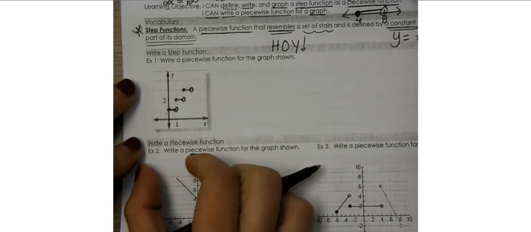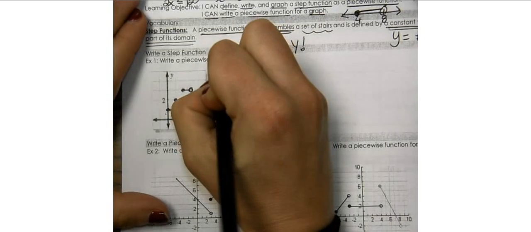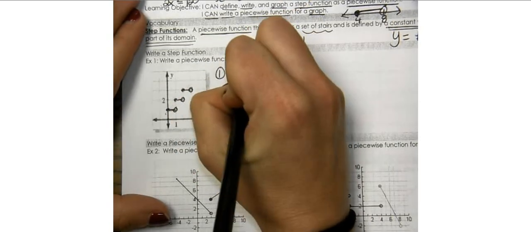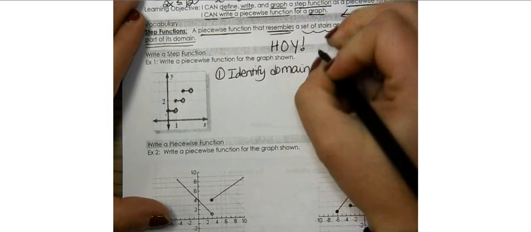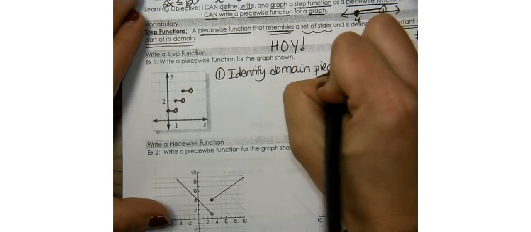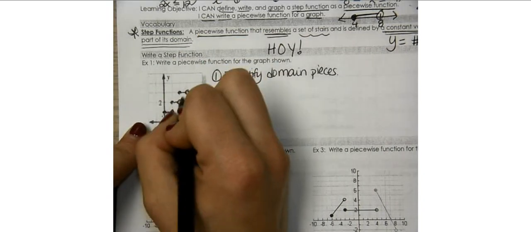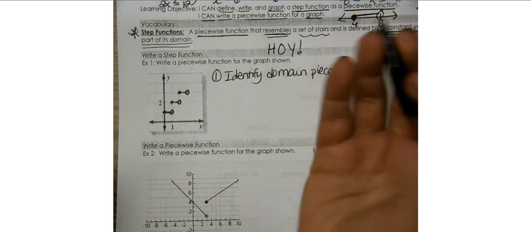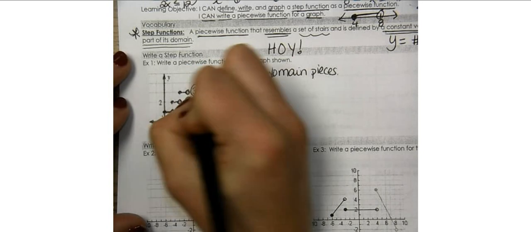So when we write a piecewise function, we're going to need to make sure that we identify our domain pieces, and then we're going to need to identify the equation for each piece. And those are our steps. So step number 1 is to identify the domain pieces, the domain for each piece. I would recommend that you label each of your pieces with numbers. So I'll label the first piece number 1, the second piece number 2, and the third piece number 3.